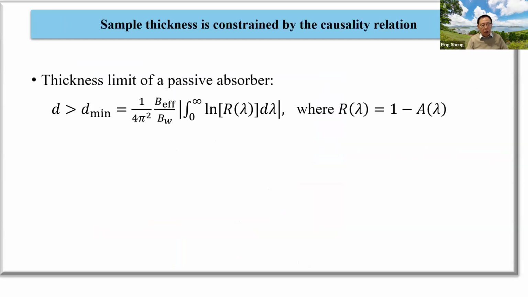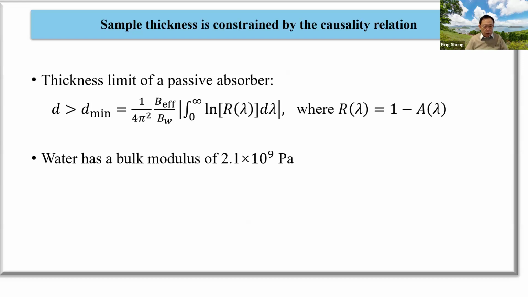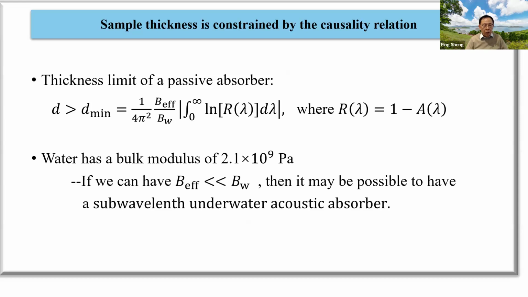So sample thickness, as we have seen, is constrained. But in this case, the ambient or the matrix bulk modulus is that of water, which is very large, at least 4 orders of magnitude larger than that of air. So the thought is, if we can have an effective bulk modulus of the absorber smaller than the water, then it may be possible to have a sub-wavelength underwater acoustic absorber. And that can be realized, as we will see.